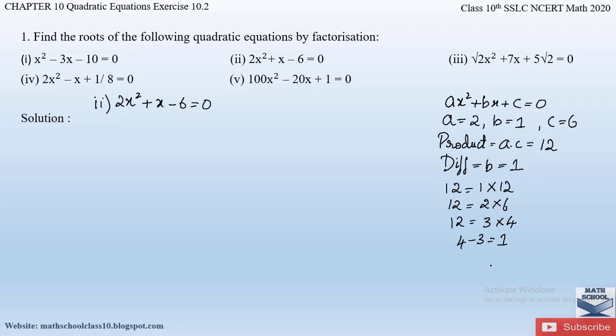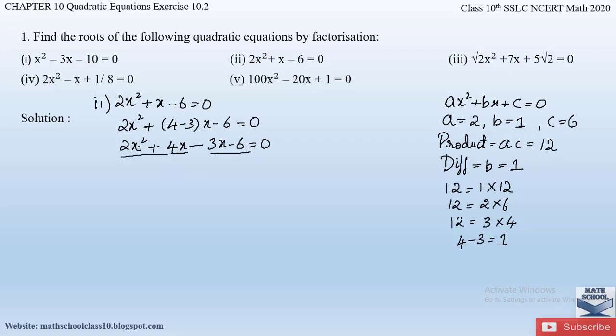Now let us substitute. Instead of 1 here, we are going to write 4 minus 3. So 2x square plus, instead of 1 we are writing 4 minus 3, x minus 6 is equal to 0. So let us open the brackets. We will get plus 4 into x is 4x, plus into minus will be minus 3x, minus 6 is equal to 0.